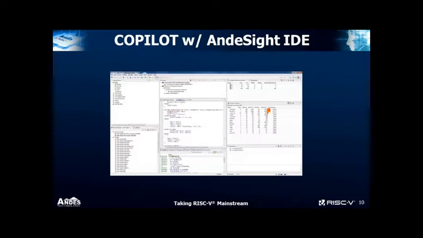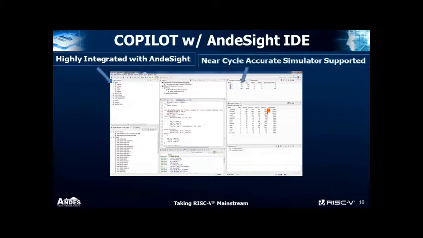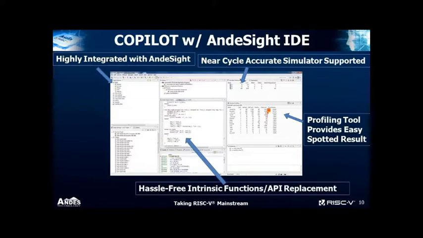As I mentioned before, COPILOT is an EDA level tool that can help our customers generate custom instructions. It's highly integrated with AndeSight, so it can easily leverage features from AndeSight, such as the near cycle accurate simulator, software profiling, intrinsic function or API replacement to use custom instructions, and monitoring the customized instruction when you are debugging.